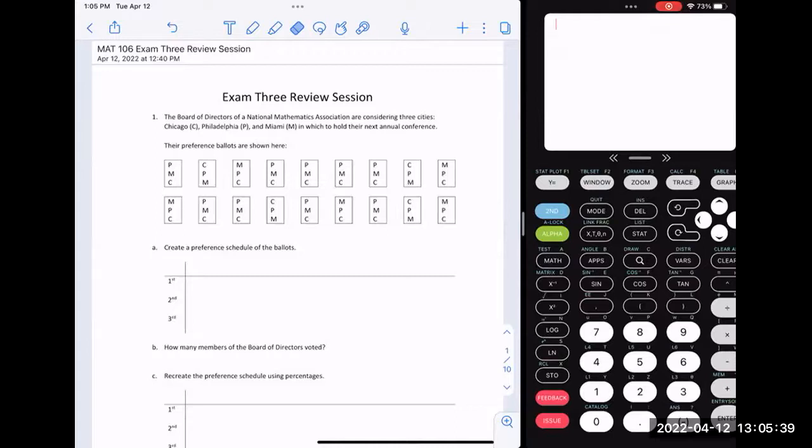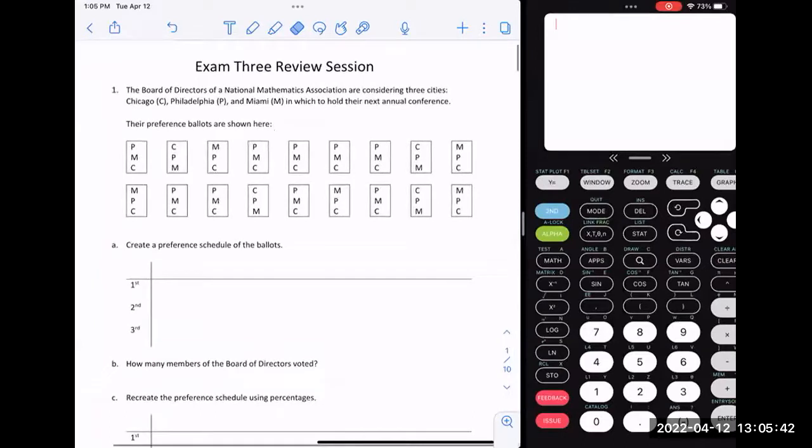All right, so looking at our first question on this review, this is just looking at preference ballots, and we're going to make a preference schedule of these ballots. So we can see on this one, it says the board of directors of a National Mathematics Association are considering 3 cities, Chicago, Philadelphia, and Miami, in which to hold their next annual conference. And we can see all their preference ballots for all the people that voted on this.